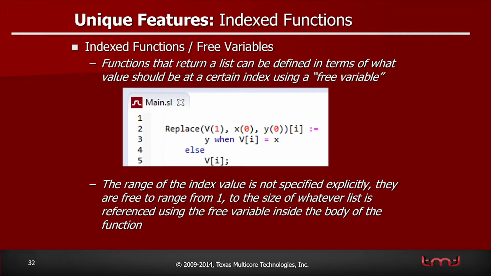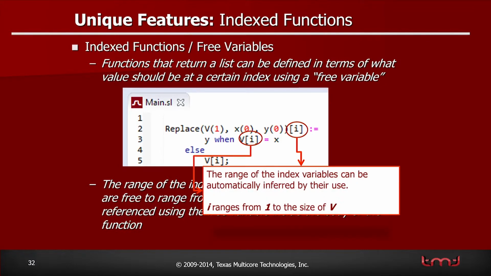The first difference we see here is the bracket i at the end of the function definition. This indicates that the function is a 1D index function and its free variable is i. The English reading of this function is, the ith element of the result is y when the ith element of v is x, otherwise it's the ith element of v, replacing every occurrence of x in v with y. You'll notice that the range of i is never defined. This is because SequenceL detects that i is used to index v, and infers that i should therefore range from 1 to the size of v.